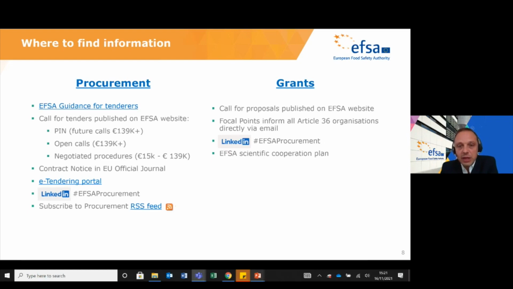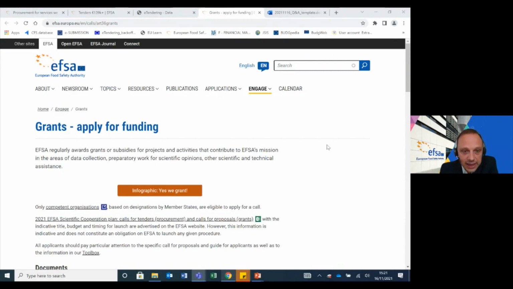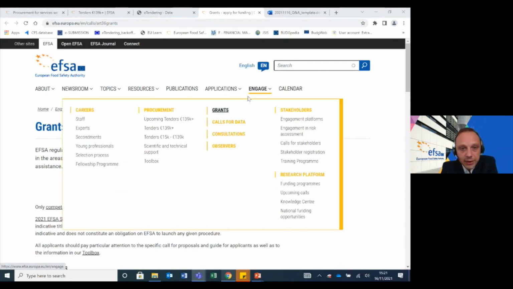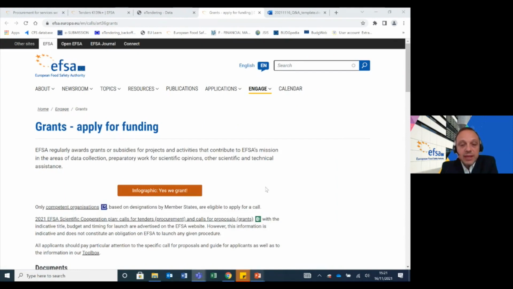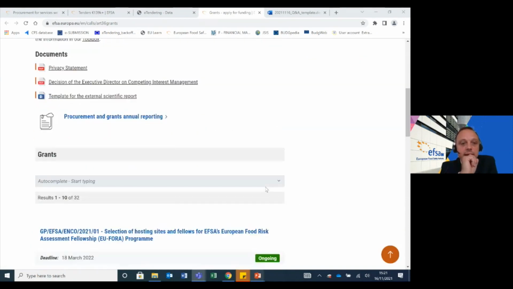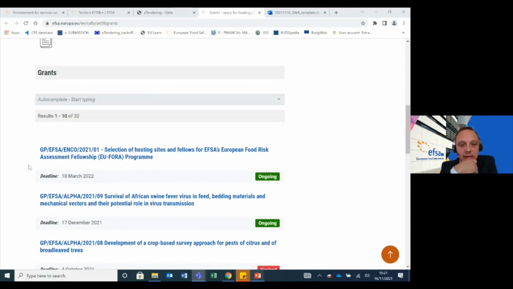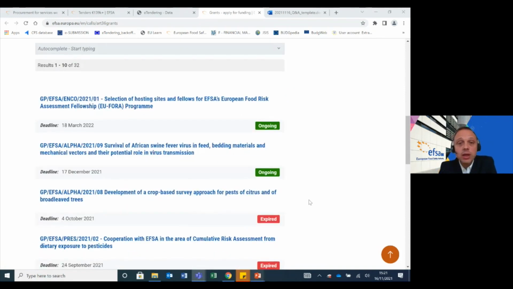I would like to show you now very quickly the grant page on our website. This is the landing page, and you will arrive here via the Engage tab. Here you will find in the list all the grant calls, the ones that are open are currently tagged with the green tab. If you click on each of these, you will land on a dedicated page where you can find the call for proposal text, the documents, the annexes, and all the full explanation and requirements to apply for the call.